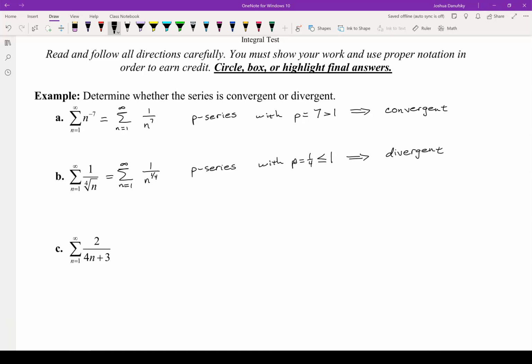Part C, the sum n equals 1 to infinity of 2 over 4n plus 3. Unfortunately, we can't rewrite this as a p-series. There's no way to rewrite 4n plus 3 as n to some power. So we're going to have to try something else.